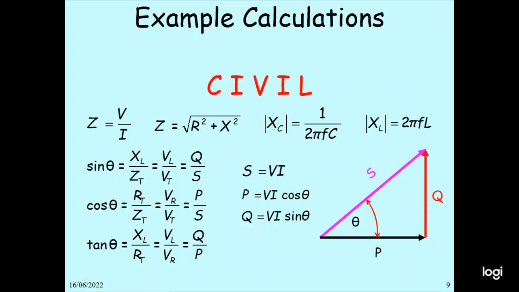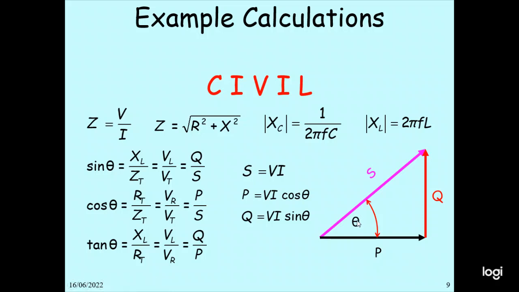We calculate Z equal to V by I, Z equal to the square root of R square plus XC square, XC equal to 1 by 2πfC, and ω is 2πf. So sin theta is XC by Z, which is VC by VS, so Q by S. Cos theta is R by Z, so VR by VS, so P by S. Tangent theta is XC by R, so VC by VR is Q by P. In this case, S equals VI, P equals VI cos theta, Q equals VI sin theta. In this power triangle, the horizontal component is the active power P, the vertical component is the reactive power Q, and the apparent power is the hypotenuse S, with phase angle theta.